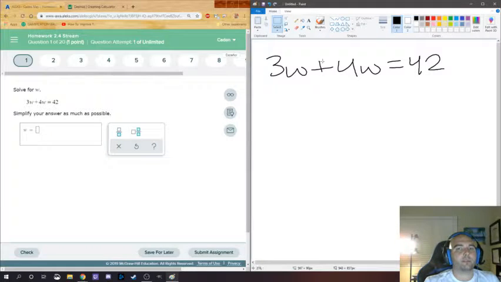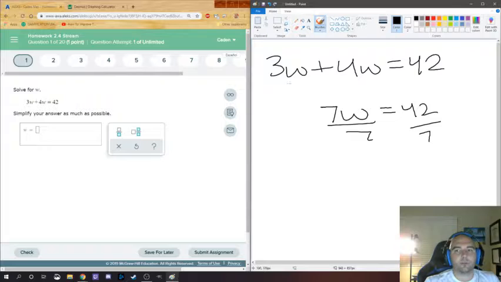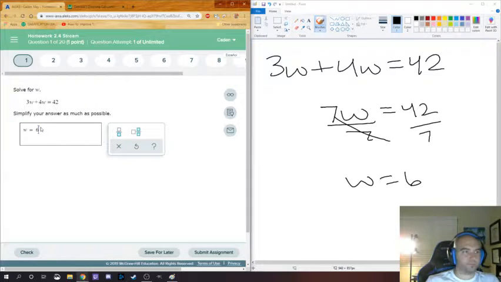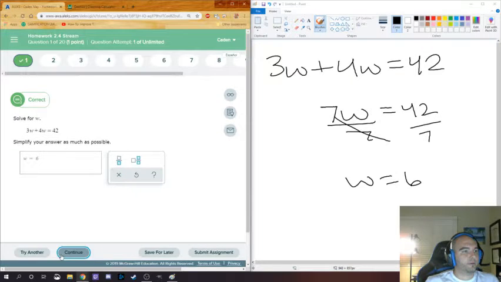Listen, if the variables are on the same side, you combine them like they're like terms, because they are like terms. 3w and 4w is 7w equals 42. It might be very tempting for you to do some kind of weird subtracting or adding something to both sides. That's completely unnecessary in this situation. So w equals 6.